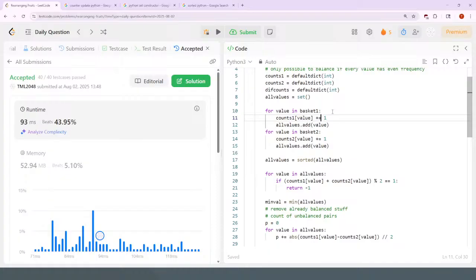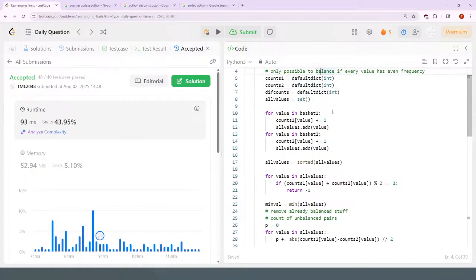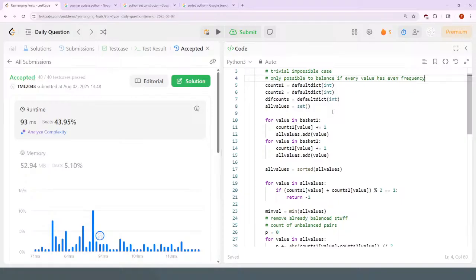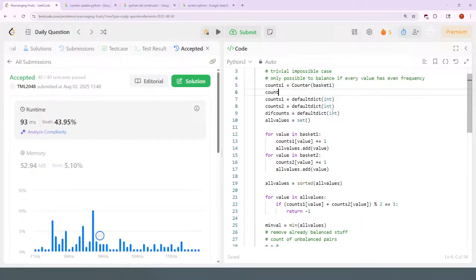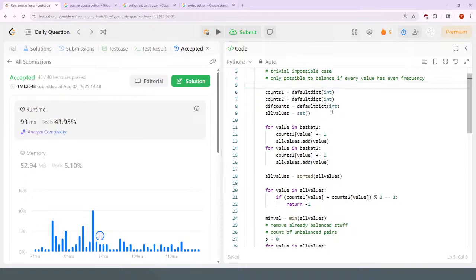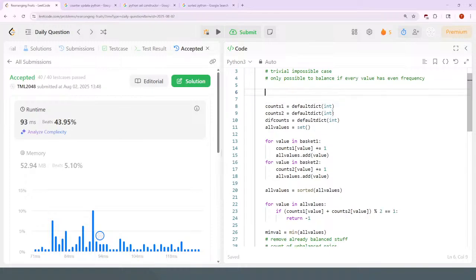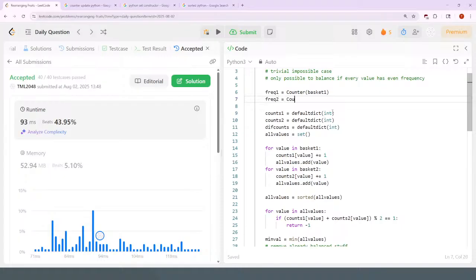For every value in basket 1. Okay, actually, I can probably use a counter here. Counts 1 equals counter of basket 1. Counts 2 equals counter of basket 2. Actually, let's go ahead and create a frequency variable rather than this and relabel, and possibly have incorrect code. Frequency 1 is the counter from basket 1. Frequency 2 equals the counter from basket 2.